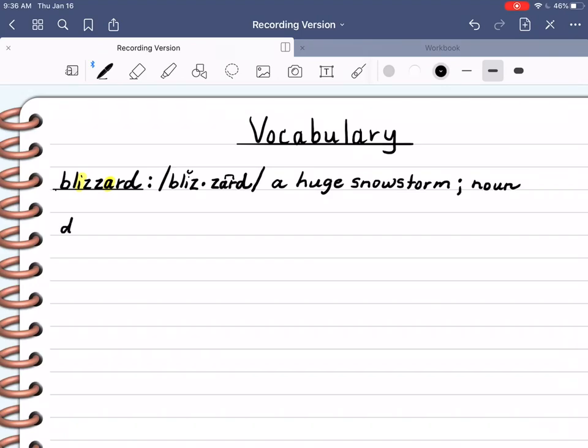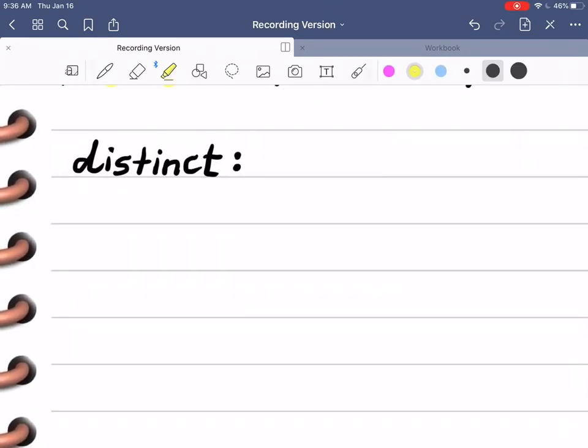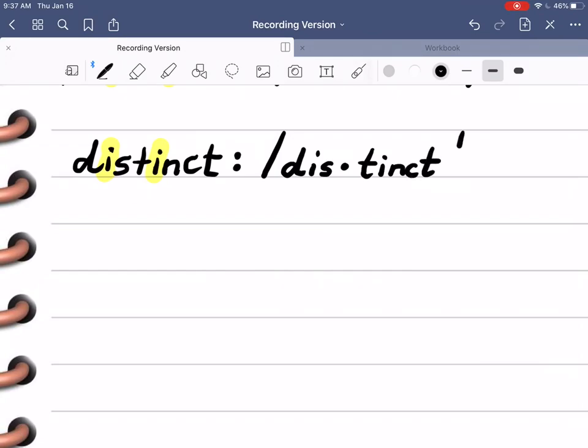The next word is distinct. Your text says that North America has 4 distinct seasons. So let's count vowels. We have an I and an I, so there are 2 vowels, 2 syllables on this one. Distinct.